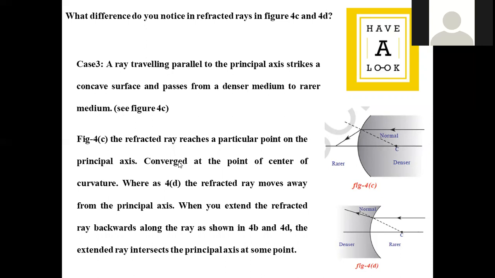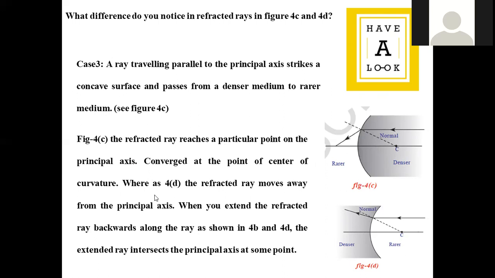Right. So this is very similar to the process carried out between 4A and 4B. Here also it is the same, but the lens is different. In the earlier case, we used a convex lens. In this case, we are using a concave lens. In 4C, the refracted ray reaches a particular point on the principal axis, converging at the point of the center of curvature.